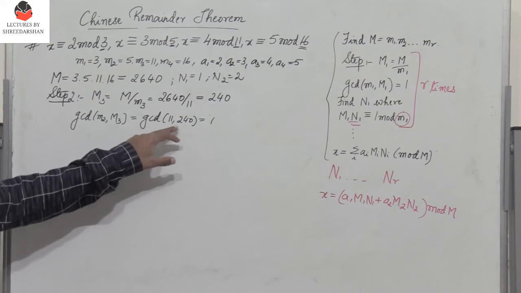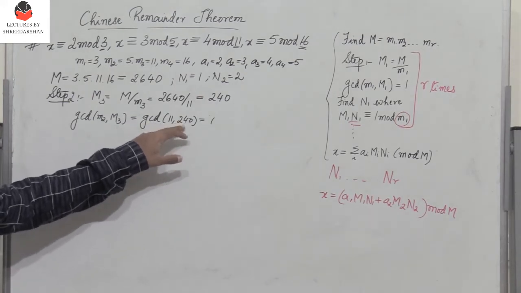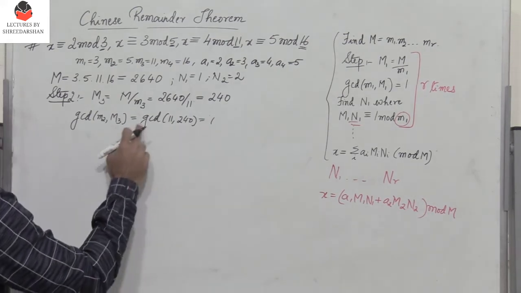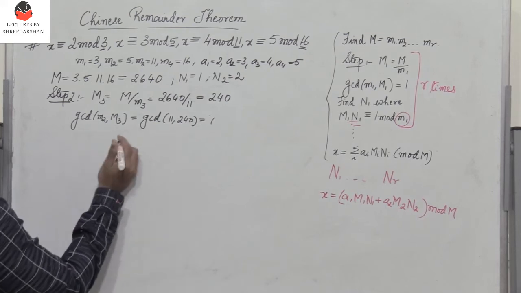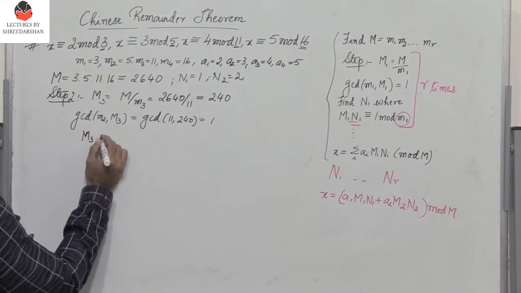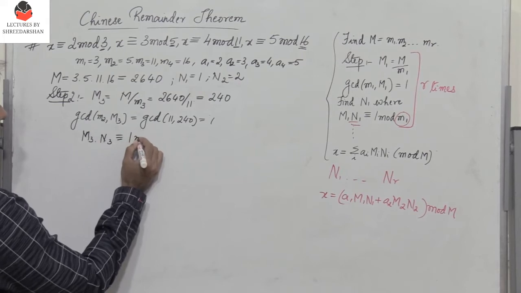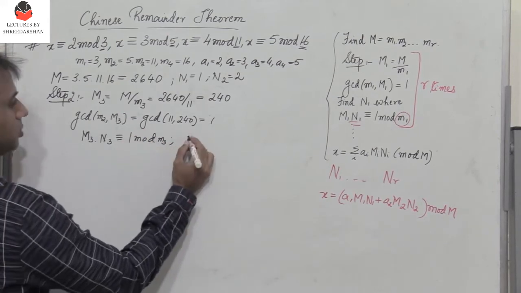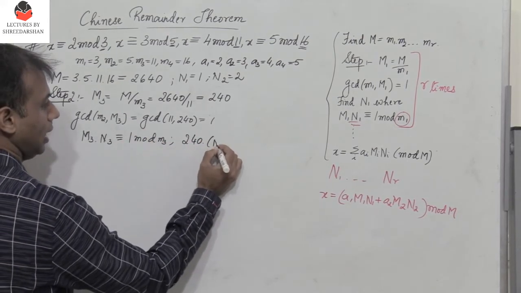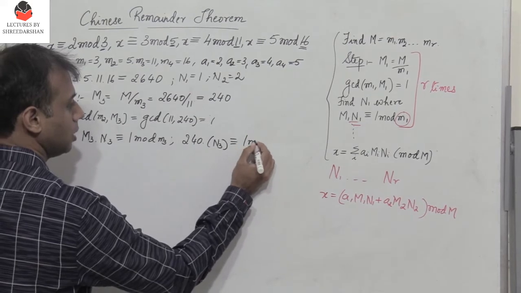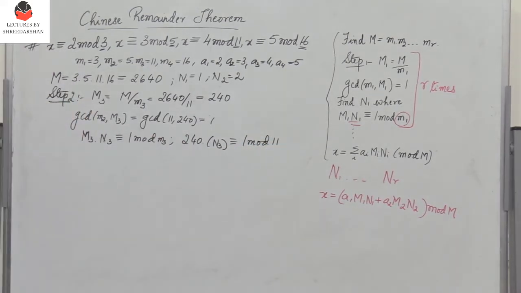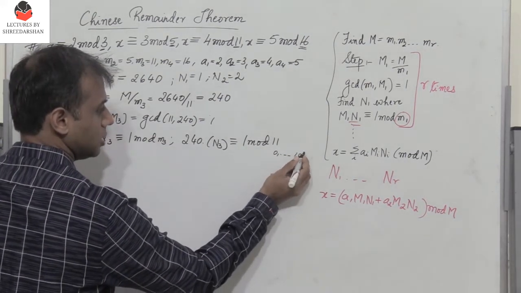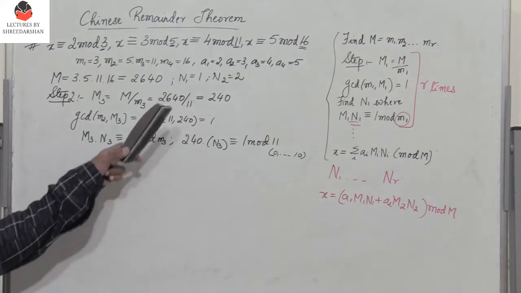You need not find the GCD because 11 is a prime number and 240 is not a multiple of 11. So we get 1 here. So GCD of these two is 1. We need to find N3 here. So M3 into N3 should give me 1 in mod m3, which means, what is M3? 240 into N3 congruent to 1 mod 11. Now since we are operating in mod 11, the valid numbers are 0 to 10. So express 240 in mod 11.